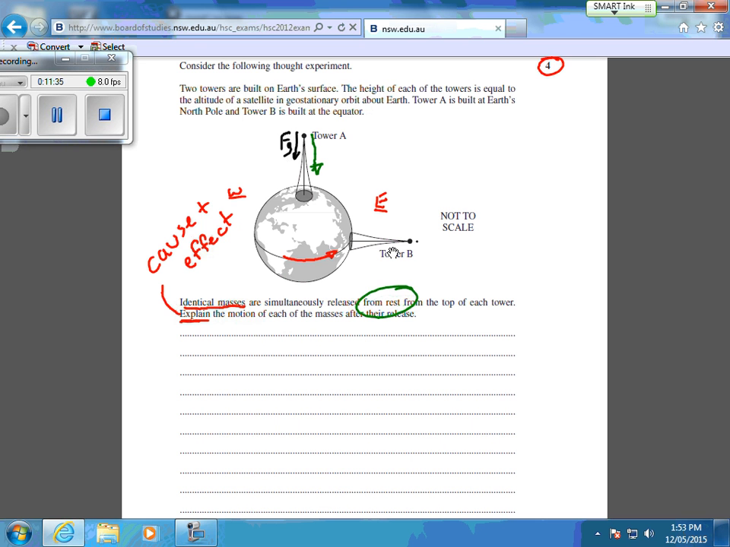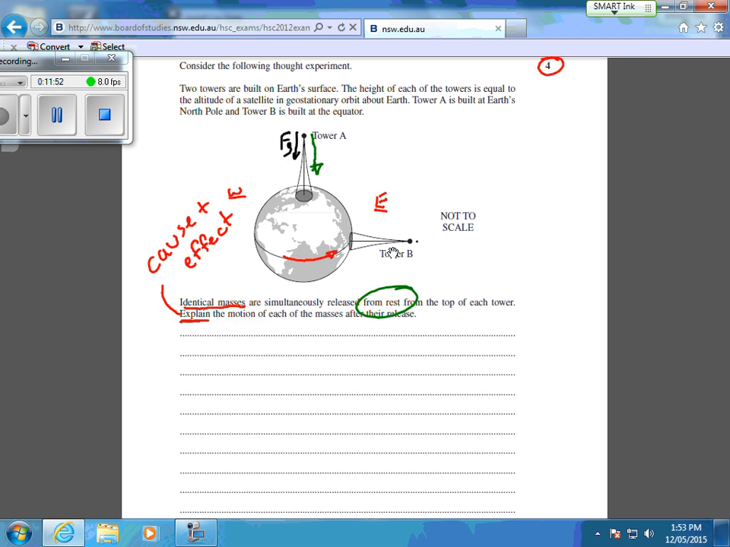How could we determine from Tower B that the object would stay stationary? Because you don't have the height of the towers. You are told the height of the tower. The height of each tower is equal to the altitude of the satellite in geostationary orbit. You do have it. You have to read the question. That's why it's an interesting question.